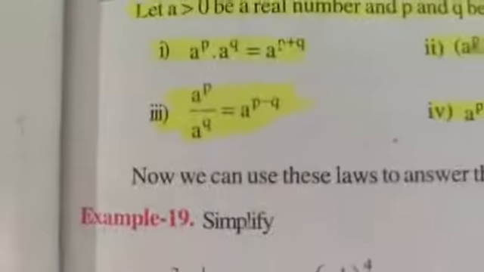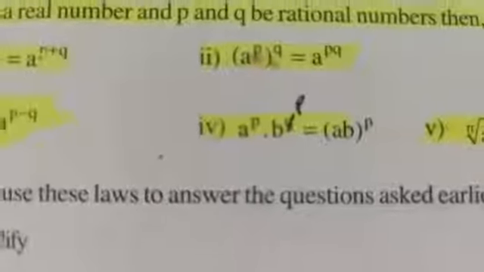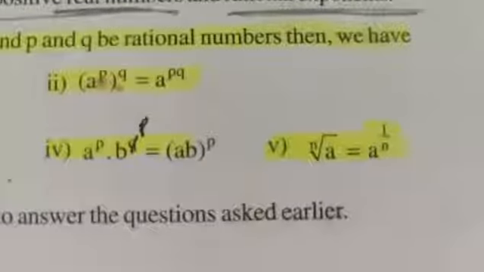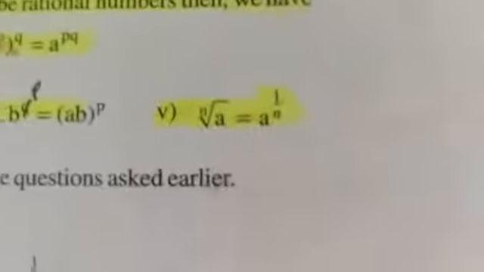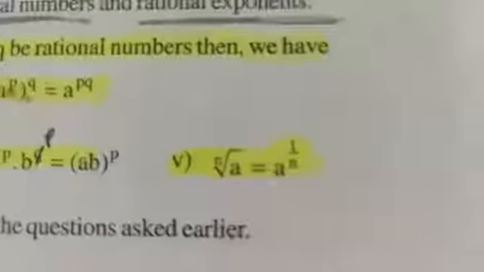A power p by a power q equal to a to the power p minus q. This one, a power p into b power p equal to (ab) whole power p. Last, nth root a equal to a to the power of 1 by n. It is the next coming one. It is very, very important. Nth root a, we call it nth root a, fifth one. Nth root a equal to a to the power of 1 by n.